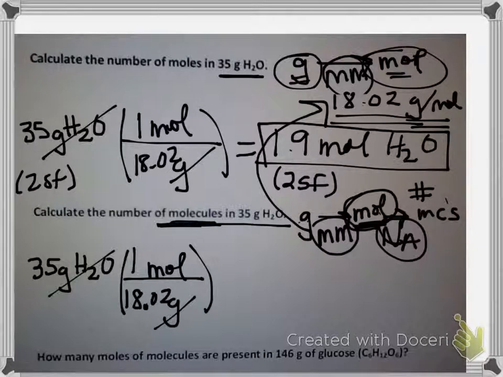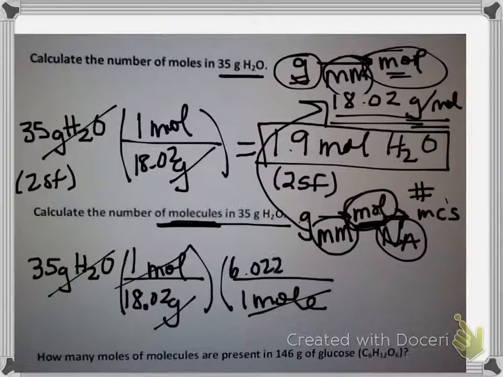But we're asked to calculate the molecules. So now we say, okay, I know that for every 1 mole of anything, with a mole on top, a mole on bottom, there is 6.022 times 10 to the 23rd of anything in it. So if we're talking about a mole of water, there's 6.022 times 10 to the 23rd molecules of water in that mole.